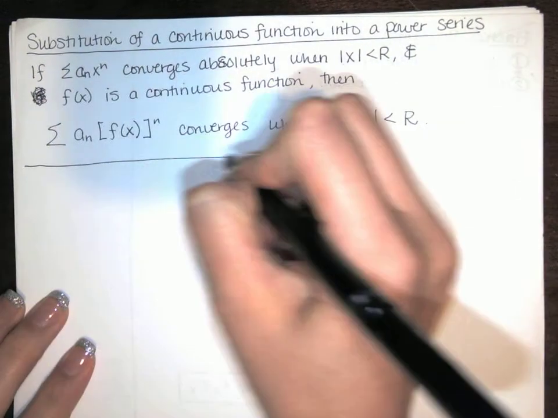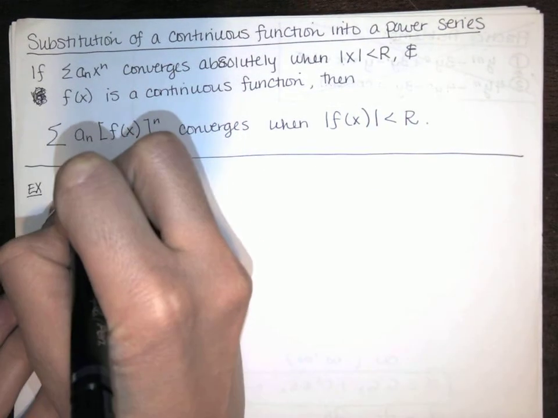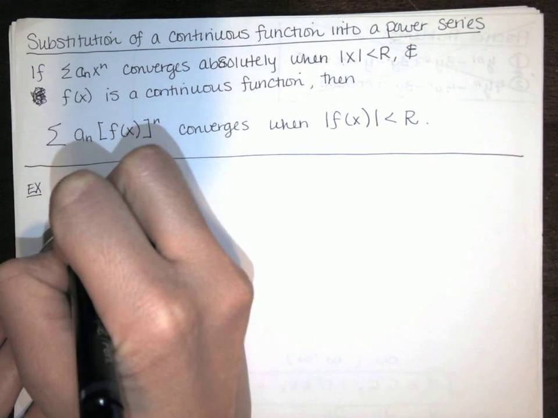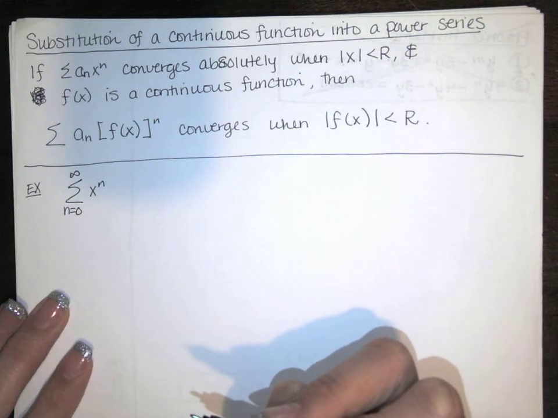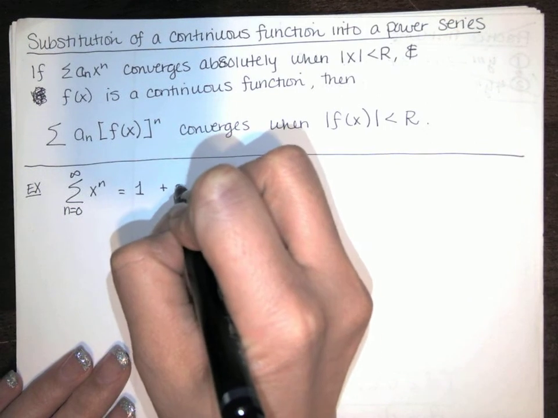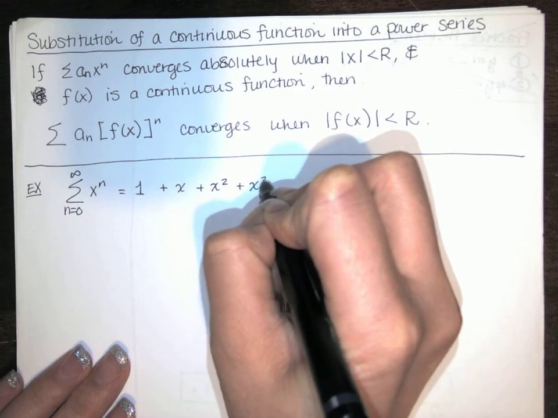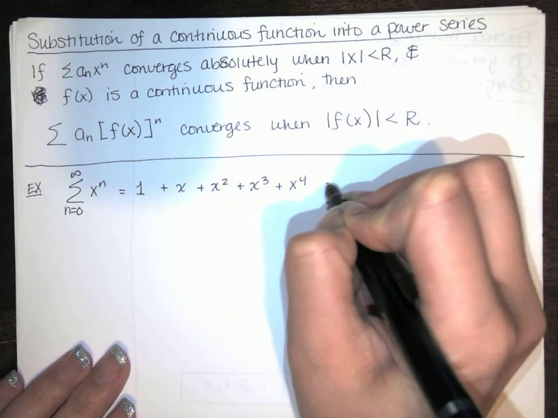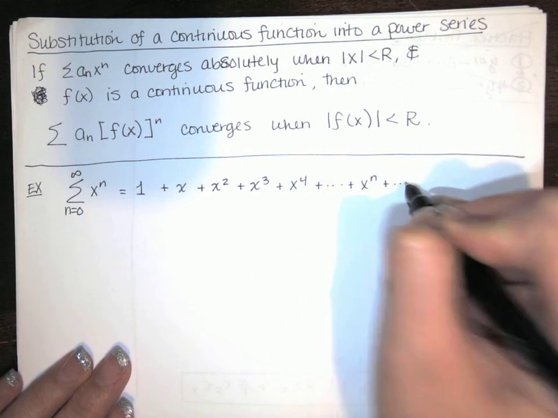So let's say we have this series. This is a very simple series. It's just x to the n. When n equals 0, we get 1. When n equals 1, we get x to the first. When n equals 2, we get x squared, and so on, x cubed, x to the fourth. The nth term is x to the n.